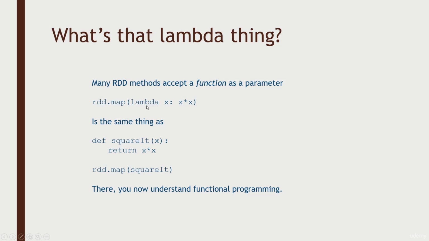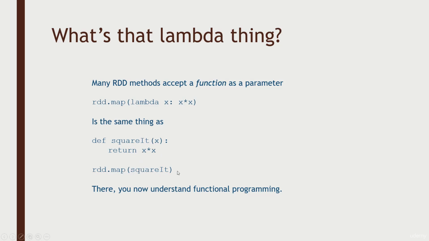So we can say lambda x, x times x. And that is exactly the same thing as defining an actual function called square it that takes an input of x and returns x times x. So in Python, this is what a function looks like, and we could just pass in that function name to our map function and it would do the same thing.